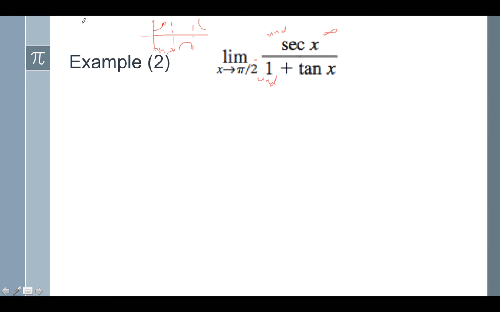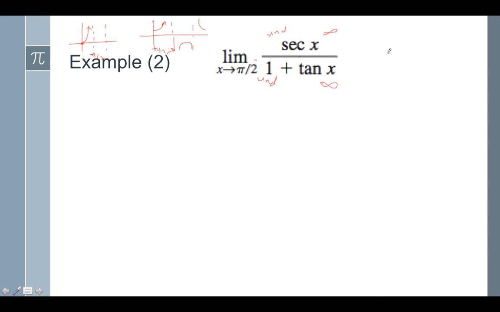And 1 plus tangent x looks like this. That's pi halves. And from the left-hand side, it's also going to infinity. So it's kind of going to infinity plus 1. So here we get infinity over infinity.